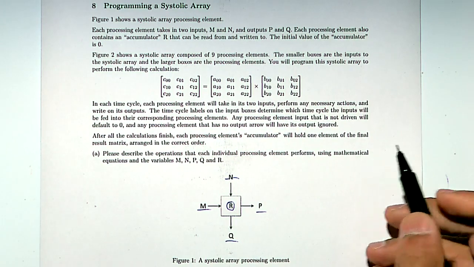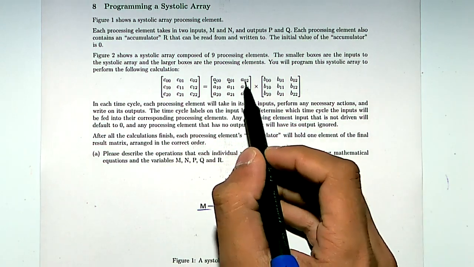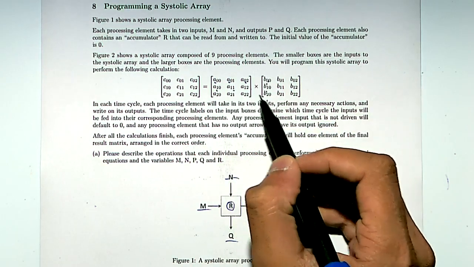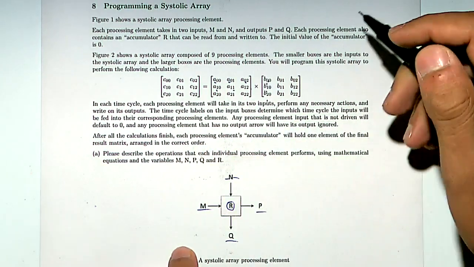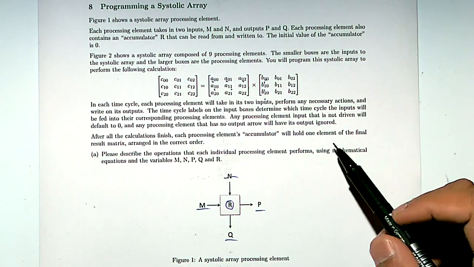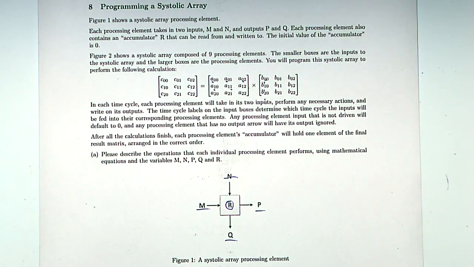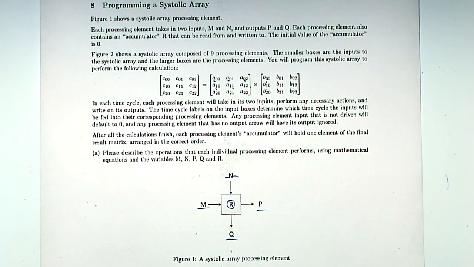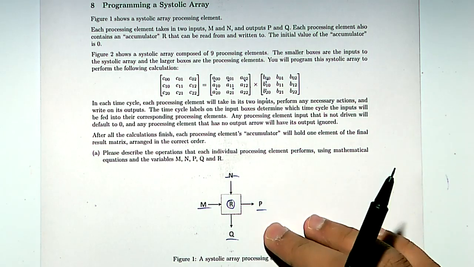And so the matrix multiplication is the dot product of row times column, and then row times column to produce all the output elements. And so we have a bunch of design specifications here. In every single time cycle, every processing element, which is this guy down here, will take in the 2 inputs, perform a particular computation, and then write the outputs.